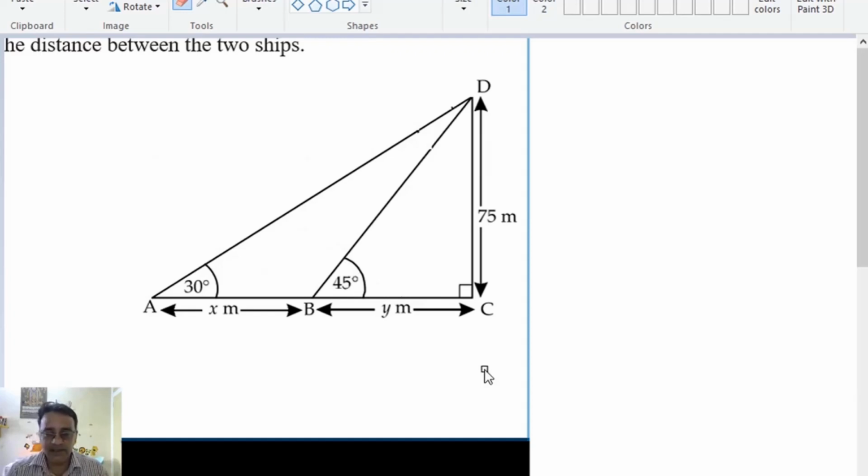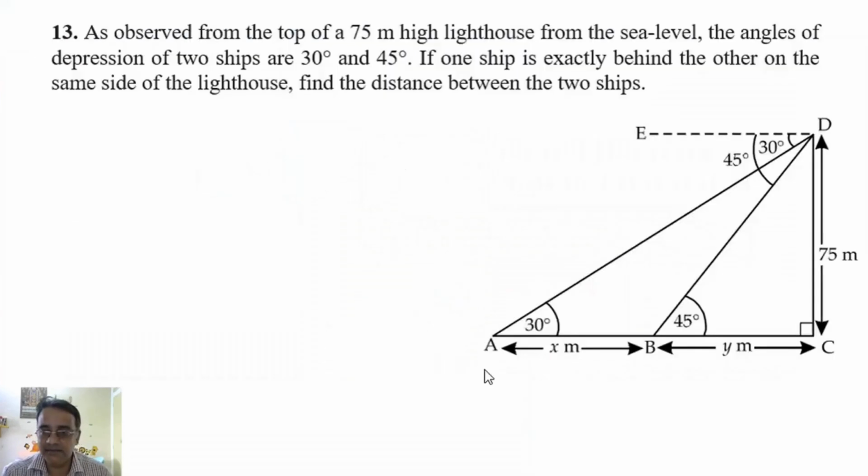So earlier, about 3 years ago, it was that if the diagram is wrong, 0 marks. It was the clear instruction from CBSE. If the diagram is wrong, the examiner will give 0 marks. The correct diagram is this. This is the correct diagram.